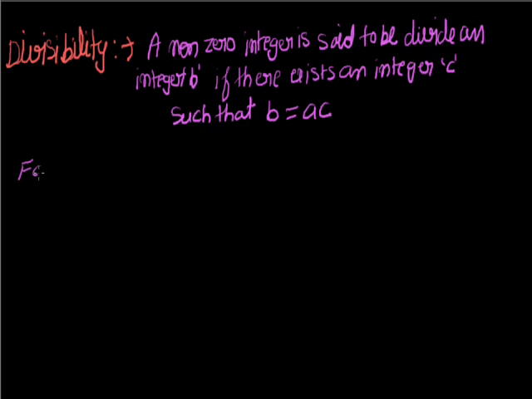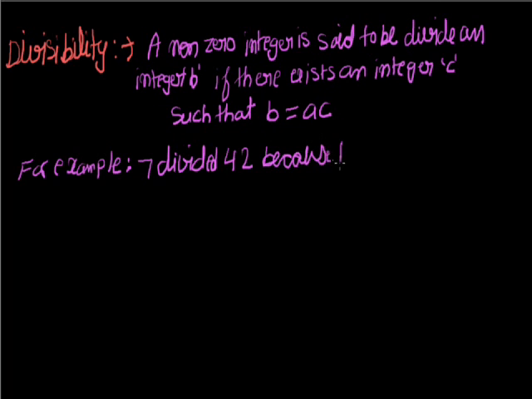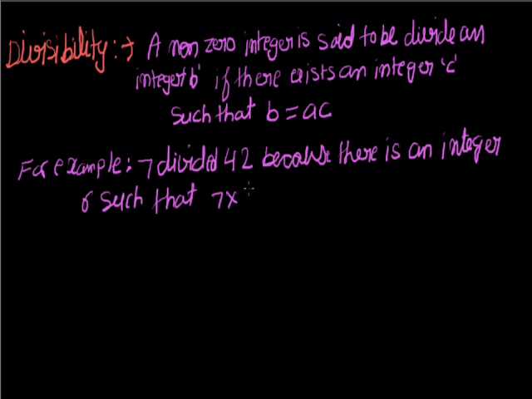For example, 7 divides 42, because there is an integer 6 such that 7 into 6 is equal to 42.